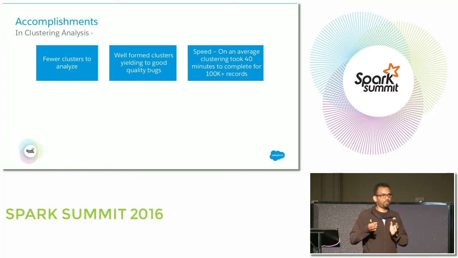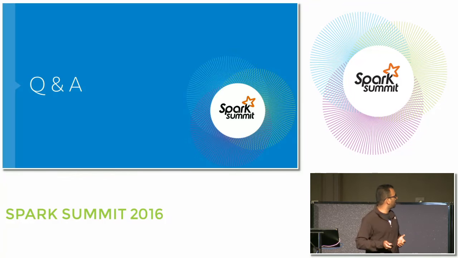In most cases, we could do that. And the quality of the bugs that we filed based on this was also far better than our old regular expression based approach. And speed, definitely once again Spark is a winner. To do clustering on about 100K plus records with several thousands of features, it took us about 40 minutes to complete. Whereas the old one used to take us several hours. With that, I'll open it up for Q&A.